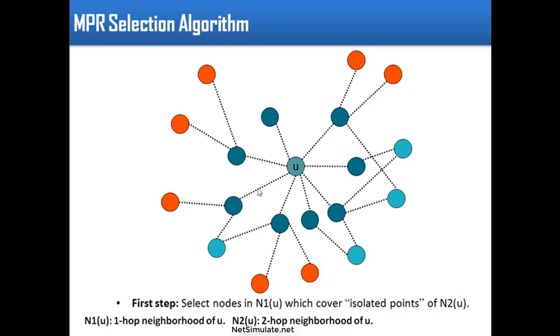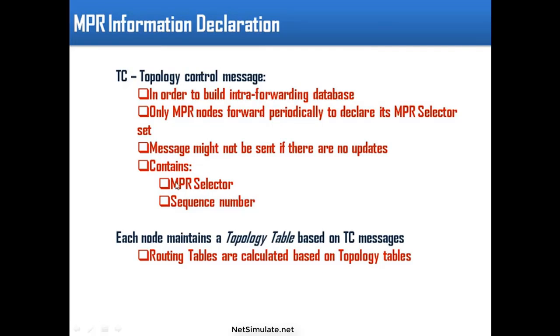So in the first step we have selected 1, 2, 3, 4 MPRs, and these messages actually contain the MPR selector, a node who selects MPR, and another one is the sequence number. So on the basis of this topology control message, every node first maintains a topology table, and then on the basis of this topology table, routing tables are calculated.